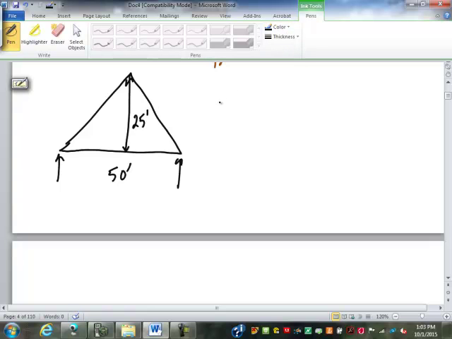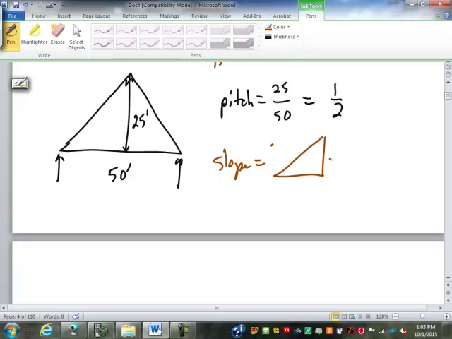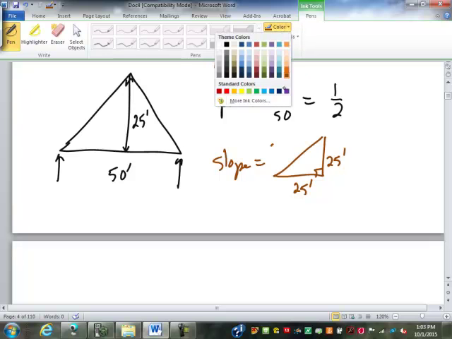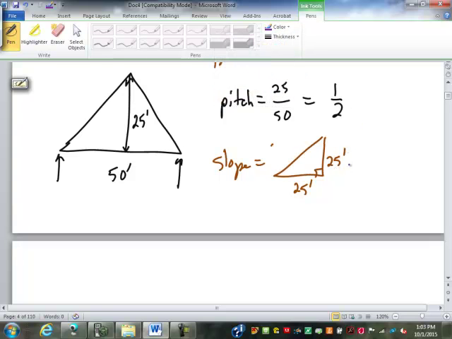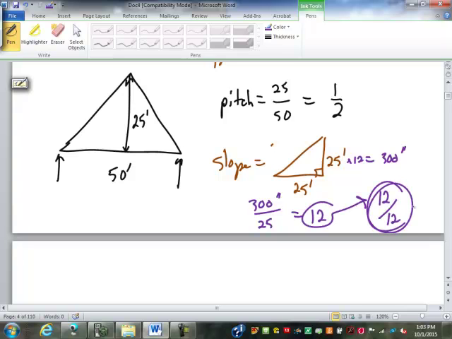So on this, what is the pitch? It's 25 over 50, right? It's a 1/2 pitch. The slope, though, would be what? It's 25 high, right? The run would be 25 as well. So I'm going to turn 25 feet into inches, which is going to be 300 inches. So the slope is going to be 300 inches divided by 25, which is 12. So that means it's a 12/12 slope.